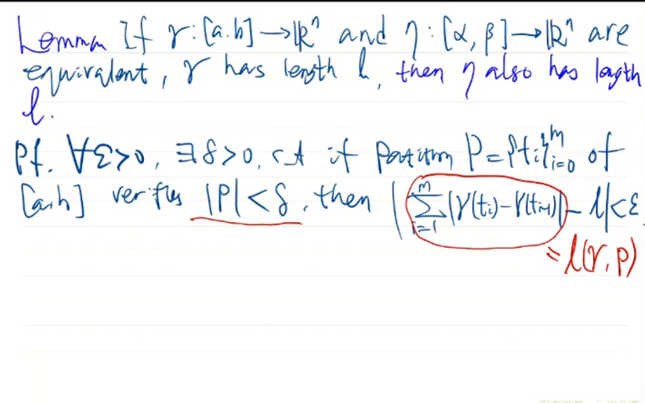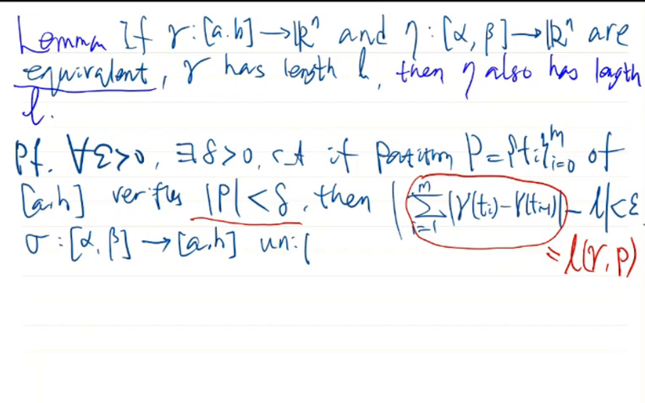Okay. Now the two paths are equivalent. Equivalent means that there is a map sigma from [alpha, beta] to [a, b], strictly increasing and continuous, with continuous inverse. This is uniformly continuous because [alpha, beta] is a closed interval. We say that gamma and eta are equivalent. Equivalent means that there is such a sigma such that eta is the composition of gamma and sigma.